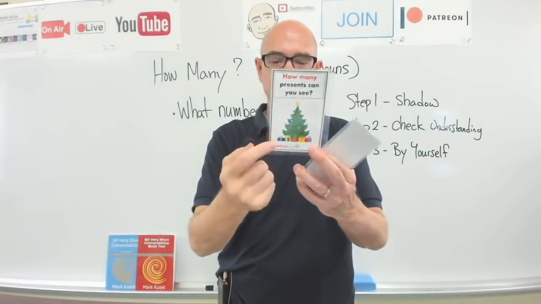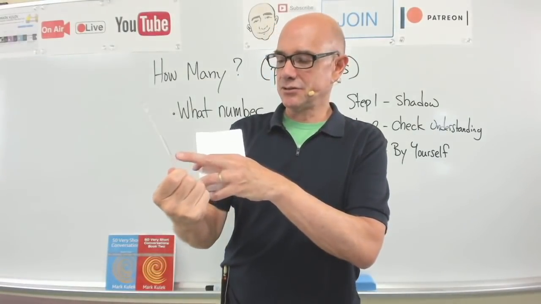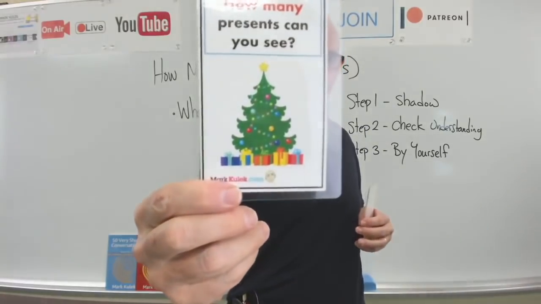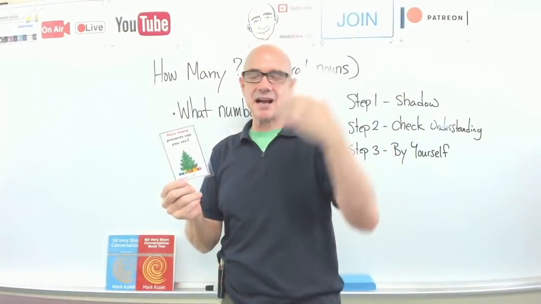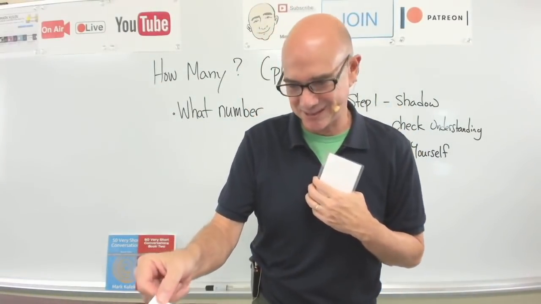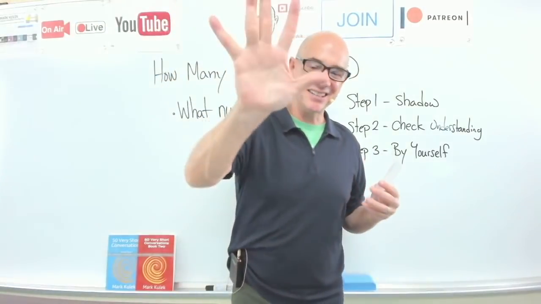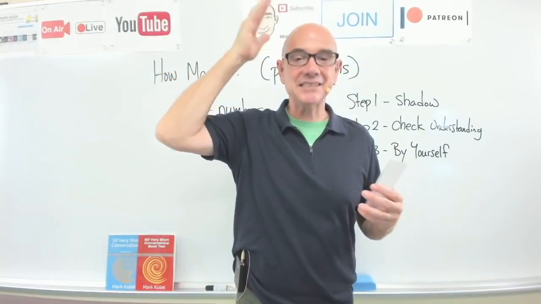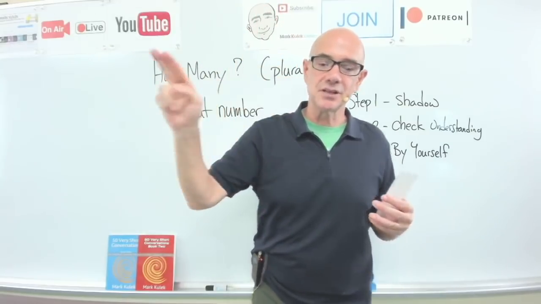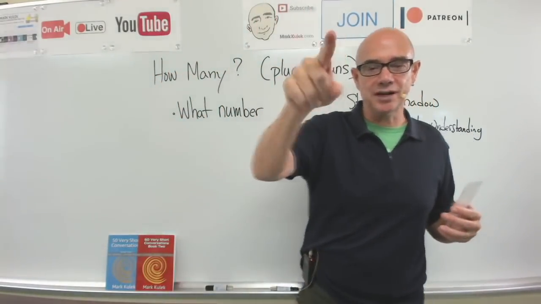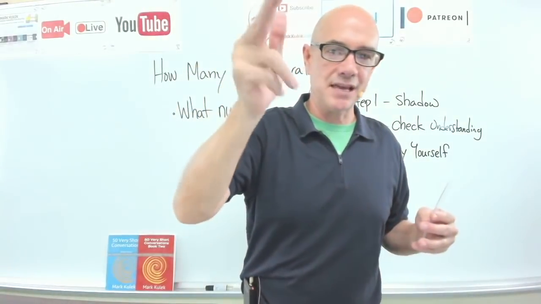All right, I see 1, 2, 3, 4, 5. Can you see 5 presents? Yeah, lucky. 5 presents. I want 5 presents. Yes, I do. Okay, card number 5. So, oh, presents is plural, right? So, 5 presents. How many? 1, 2, 3, 4, 5. So, that's plural, right? More than one. Plural is more than one.